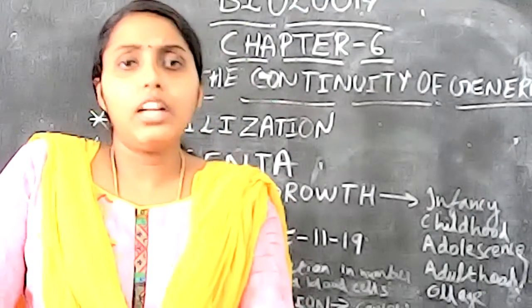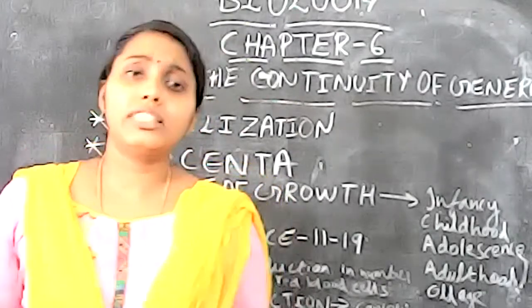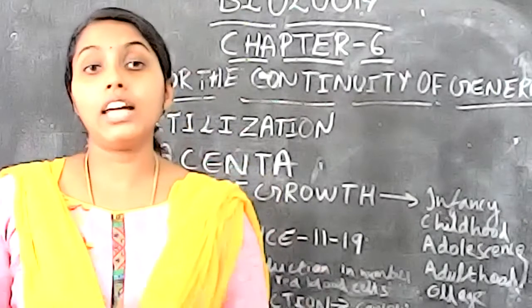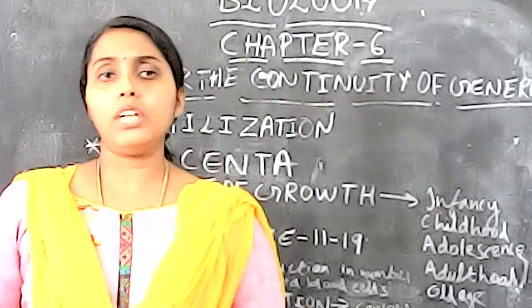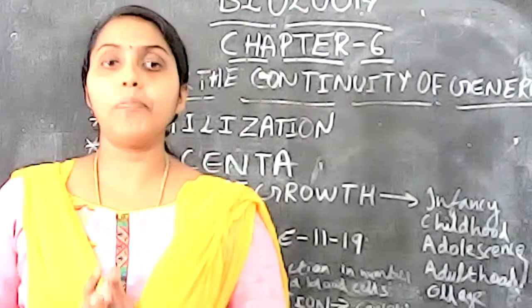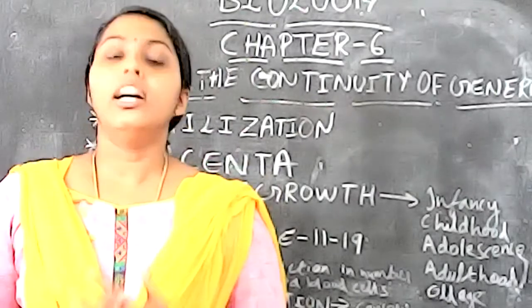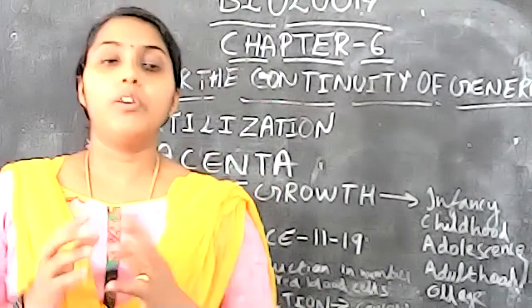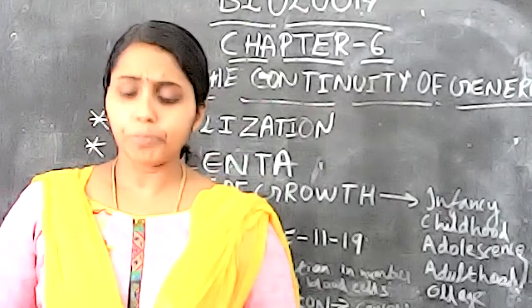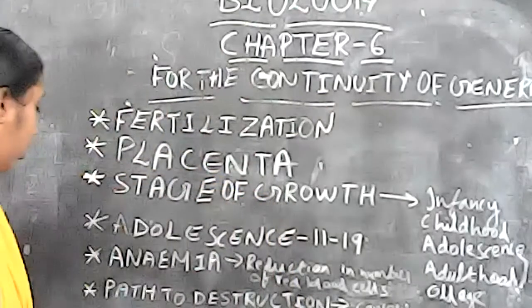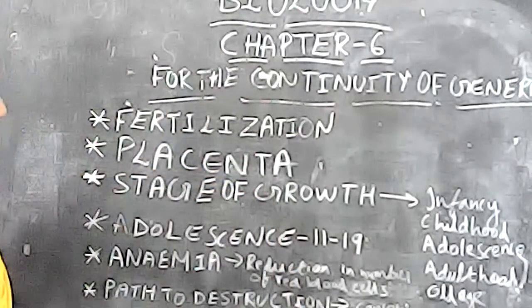All these are the effects of the disease anemia. So keep in mind, you should have a balanced diet in your food. That is, you should eat food rich in iron content. Okay. Then the next topic is part 2, distraction.